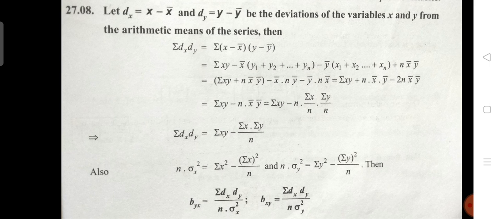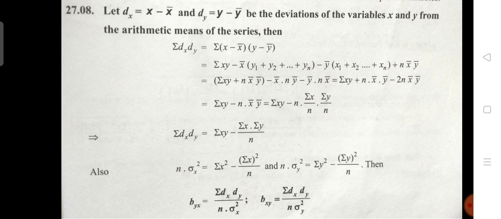Next, if the deviations of the variables are taken from the arithmetic means of the series, that is x bar and y bar, as we told in the remark, then dx is x minus x bar and dy is y minus y bar, the deviations of the variables x and y from the arithmetic means x bar and y bar. So what are byx and bxy?